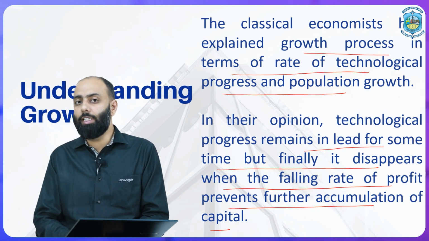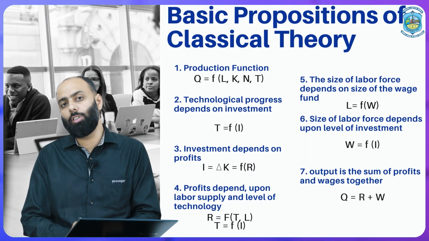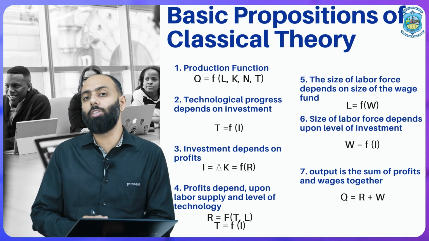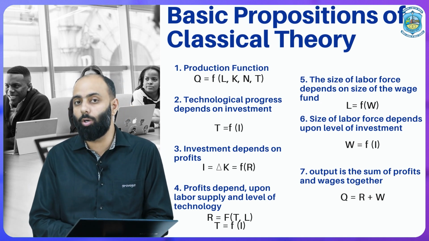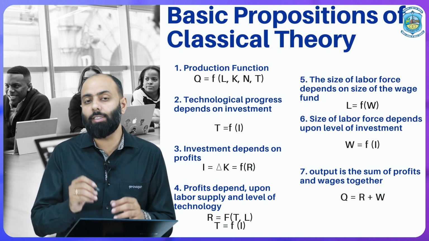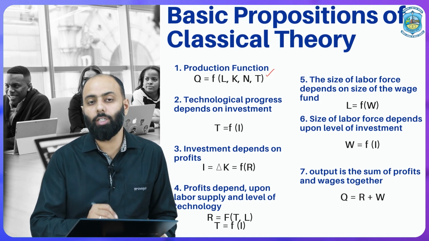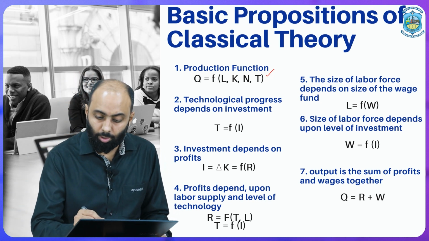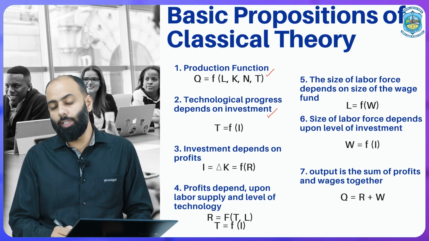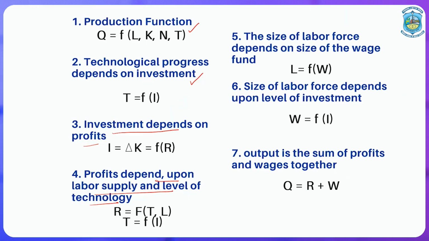So let's talk about these issues in more detail. For that, we have some basic propositions of classical theory. These propositions were stated by different classical economists like Adam Smith, Malthus, J.S. Mill, and these propositions state the basic things that we will discuss in detail in this lecture. Number one, it talks about the production function. Number two, technological progress depends on investment. Then they say that investment depends on profit. Then we have profit depends upon labor supply and level of technology, which we will be discussing ahead.